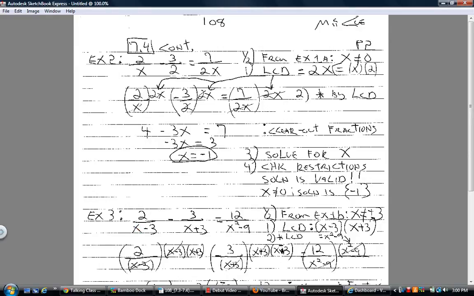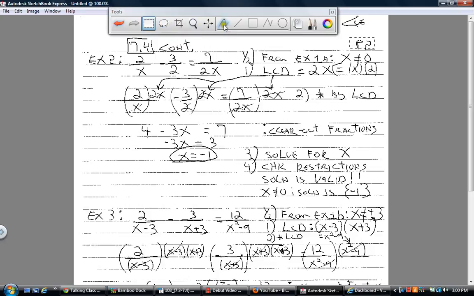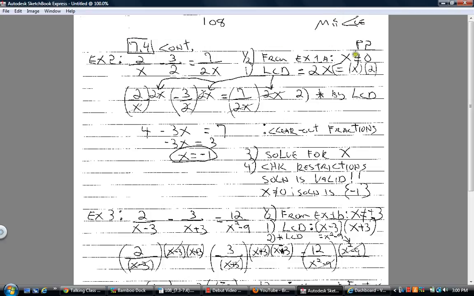Hello 108 students, Mr. McHugh back here with you on page 2 of, whoops, guess what? Got to turn on my pen here. Sorry about that. Page 2 of section 7.4.